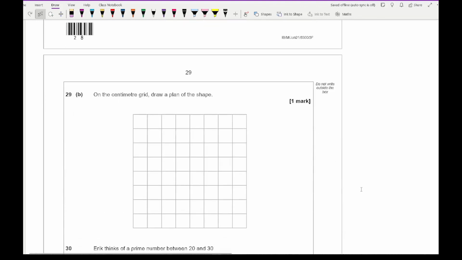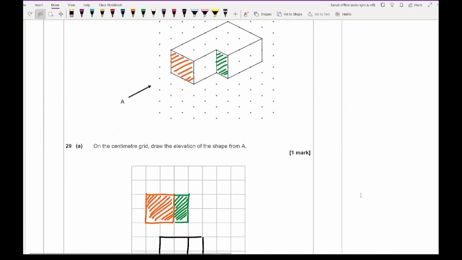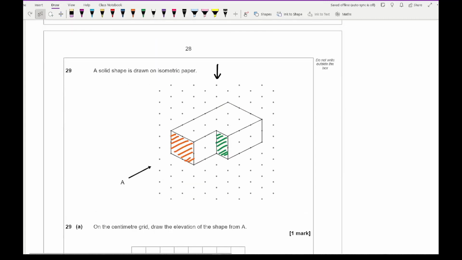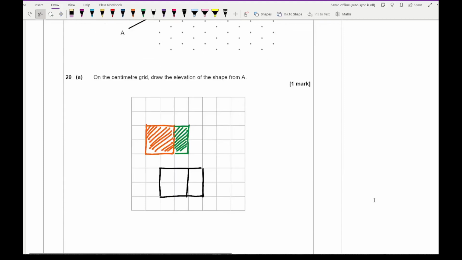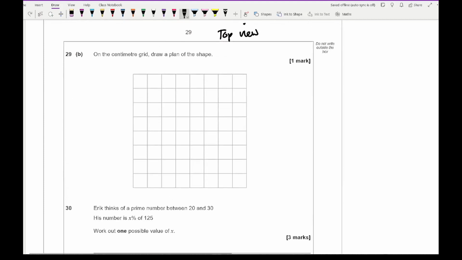For B, it says on the grid, draw a plan of the shape. So for this, we're looking for the aerial view. So that's the top view. And if I go back to the diagram, I'm looking at this view here for B, and it's going to represent a P shape. So that's going to be 3, 2, 2. So it should look something like that, where that's 3, that's 5, that's 2, that's 2, that's 1, that's 3.